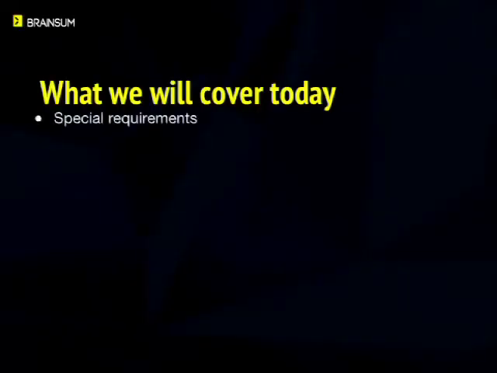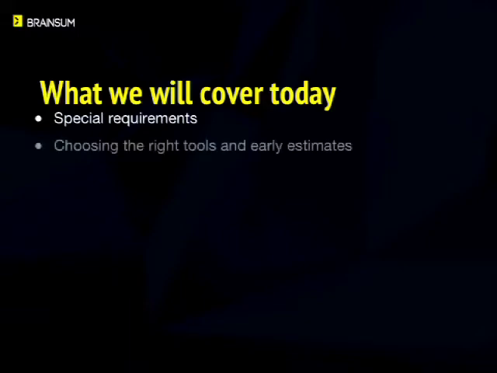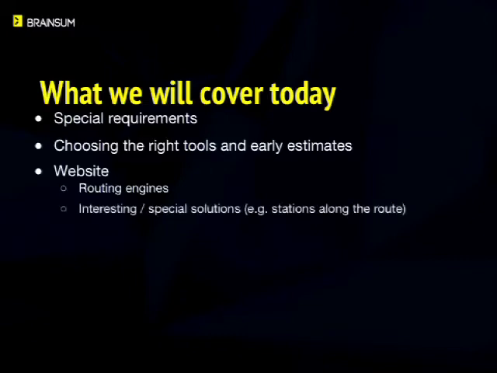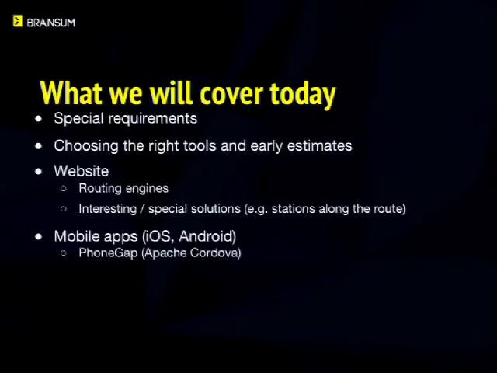But what we will cover today are the special requirements of the client. There were some really interesting requirements. Choosing the right tools, and some details about the website, how we deal with different routing engines. I will show some special features, some challenges that we faced and solved, like the stations along the route, and a little overview about the development of the mobile apps for iOS and Android. The technology used for that, how it is connected to the website, and what kind of offline features we implemented for those mobile applications.